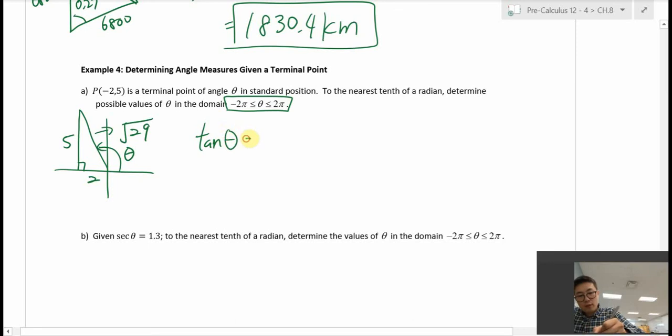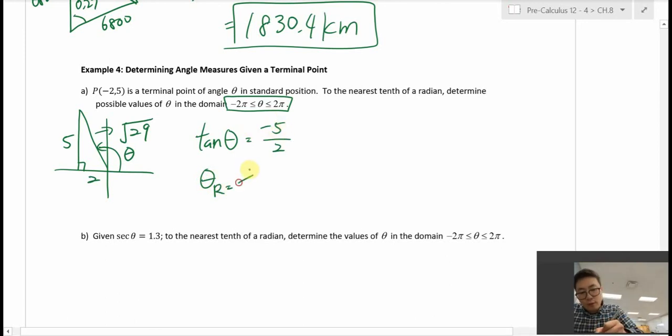Tangent theta should equal opposite over adjacent. So 5 over, or negative 5 over 2. Okay, 5 over negative 2, same thing. Now we can find the reference angle. Again, tangent is negative in the second quadrant, right? That's why I have negative 5 over 2 here.